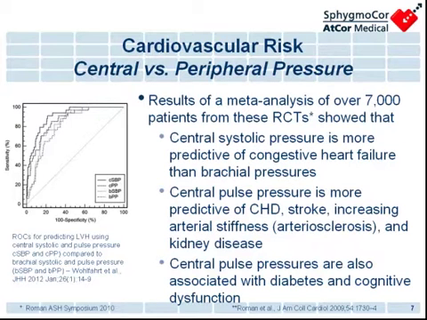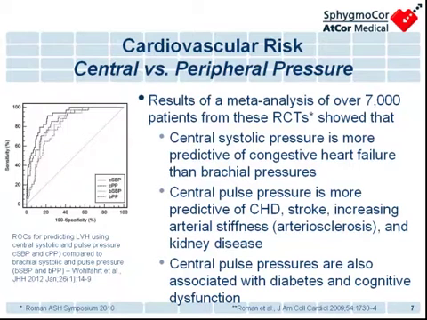So then the question is, does it matter? Is central pressure important in understanding our cardiovascular risk? And the answer is yes. This meta-analysis reflects over 7,000 patients from randomized trials. And you can see that this is the line of identity. If it wasn't predictive, it would be on the line of identity, and the further the area under the curve is to the upward and to the left, this is sensitivity and 1 minus specificity, the better a predictor it is.